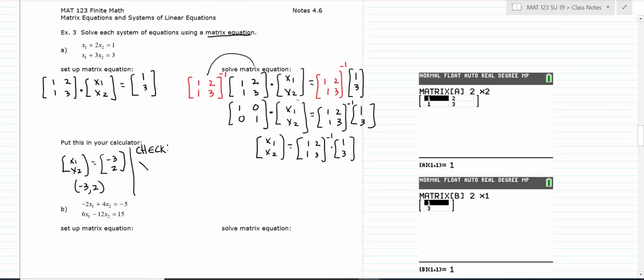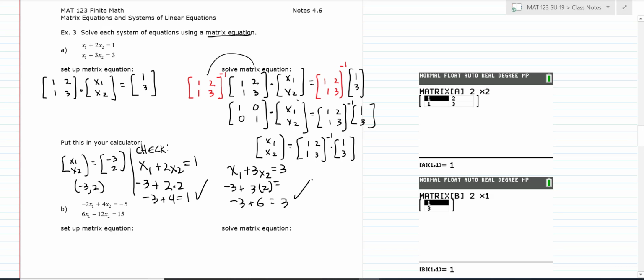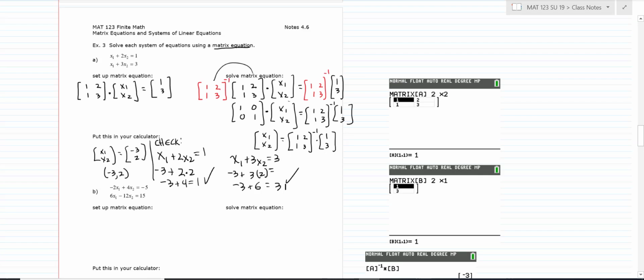So the first equation is x1 plus 2x2 equals 1. Plug in. X1 is -3, x2 is 2. Crunch out the details, that's -3 plus 4, that's equal to 1, so it checked. Check the second equation, x1 plus 3x2 equals 3. Again, plug in -3 for x1, plug in 2 for x2, and work out the details. So you end up getting -3 plus 6, that's equal to 3, so it's right. So you can tell you're right on the problem fairly easily.